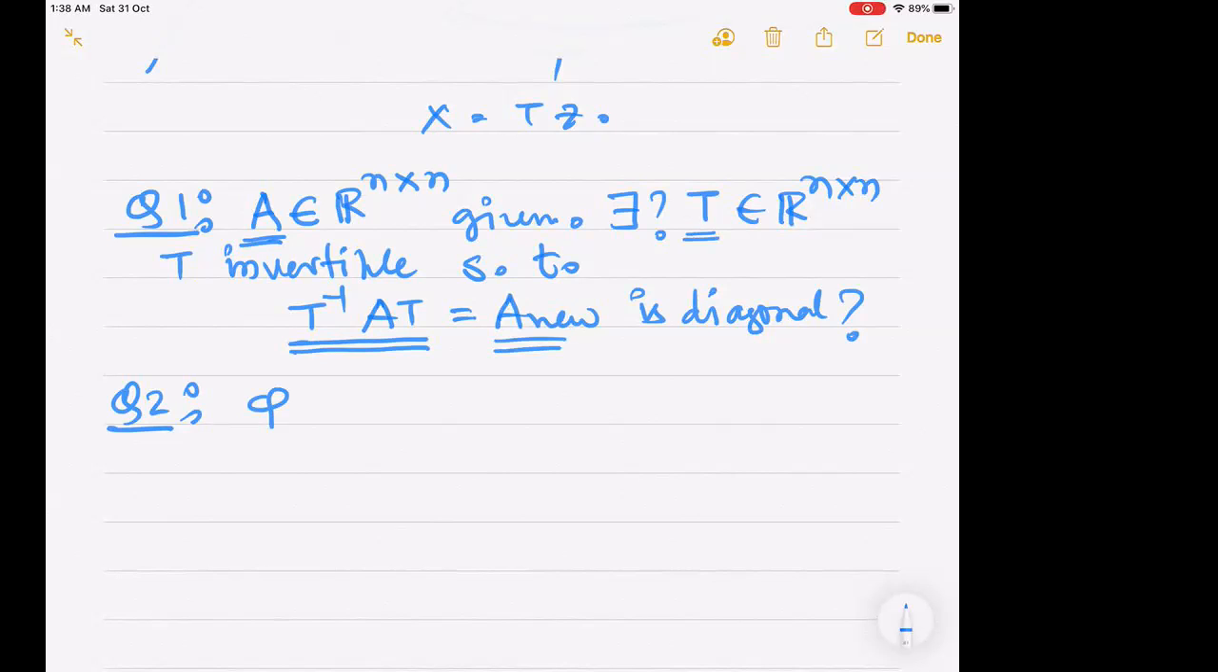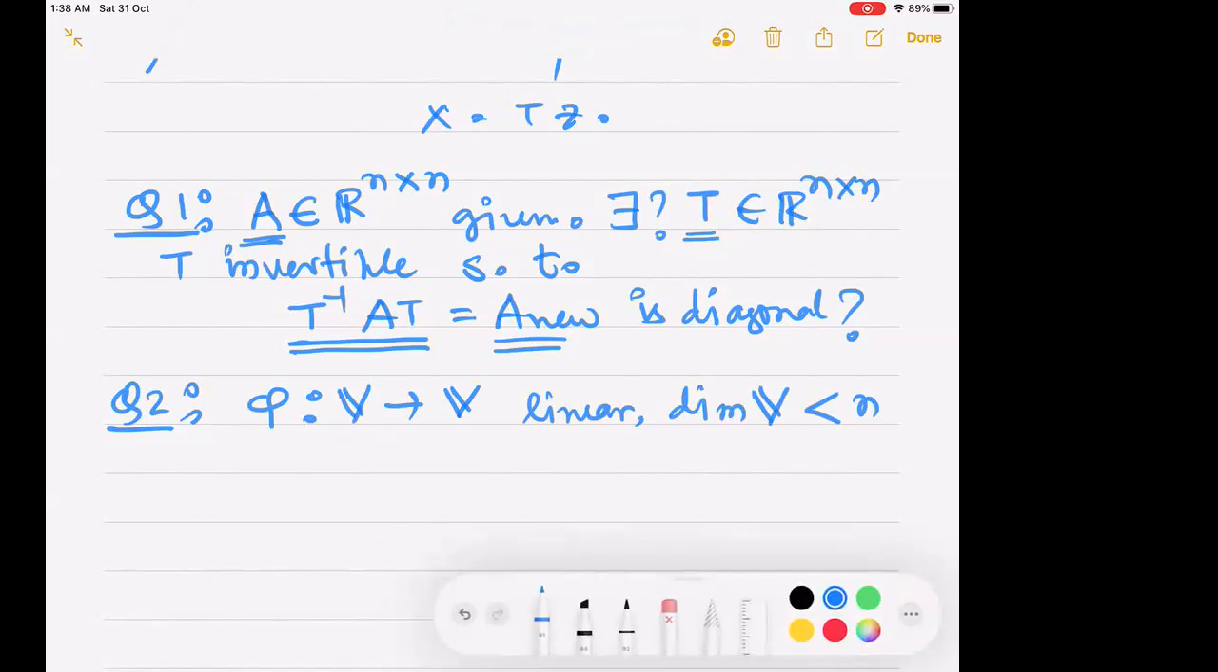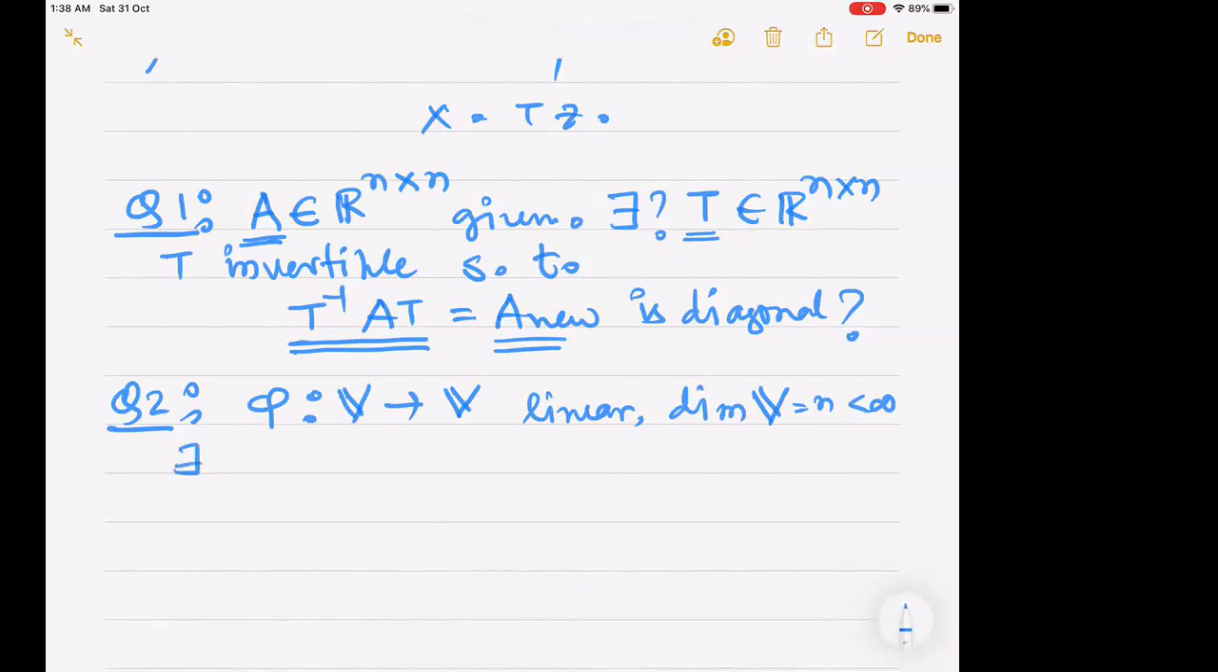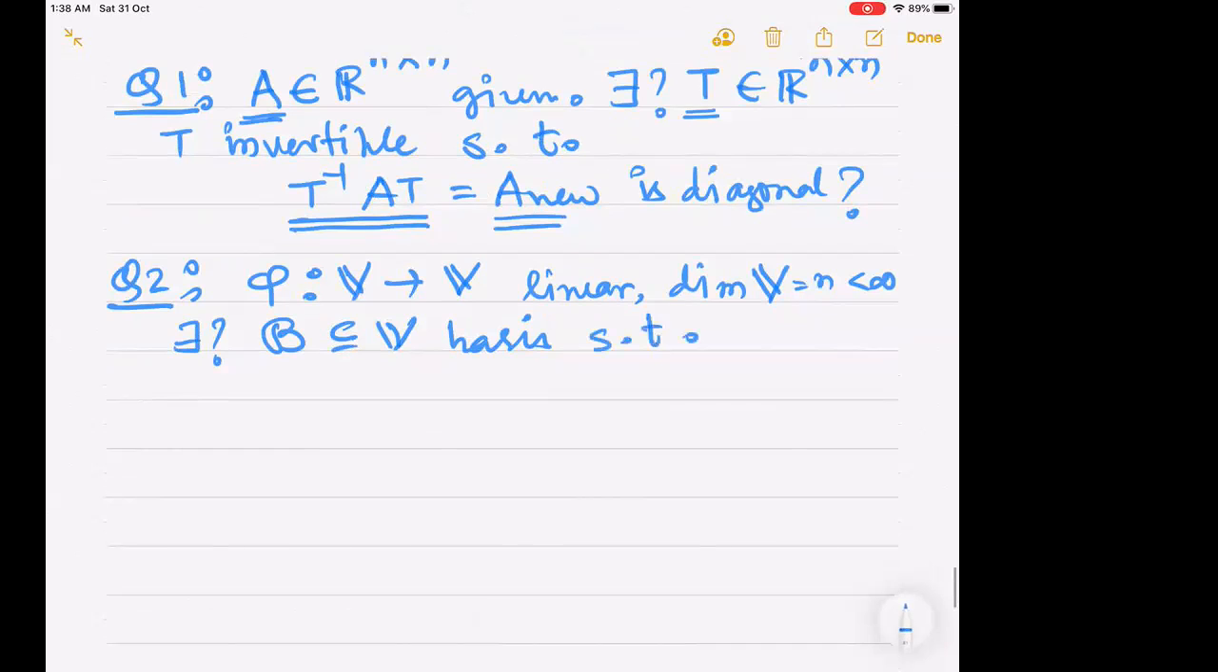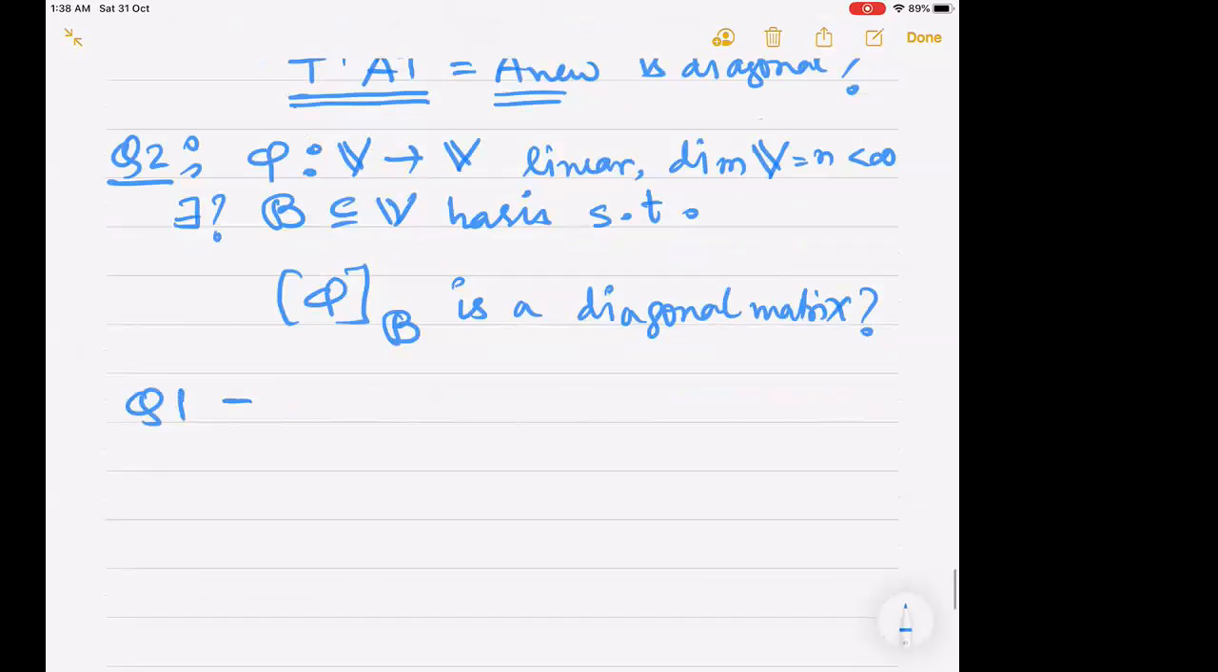So the same question can be posed as: for a linear map phi on V, with V being a finite dimensional vector space of dimension n less than infinity, does there exist a basis B such that phi's representation in this basis is a diagonal matrix? As I have just explained, Q1 and Q2 are actually equivalent questions.